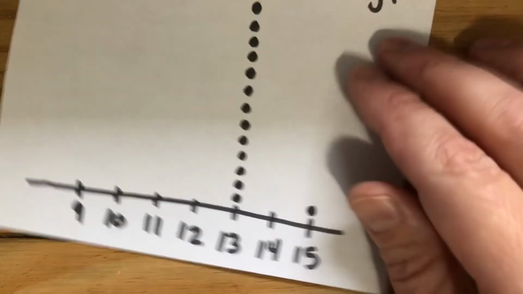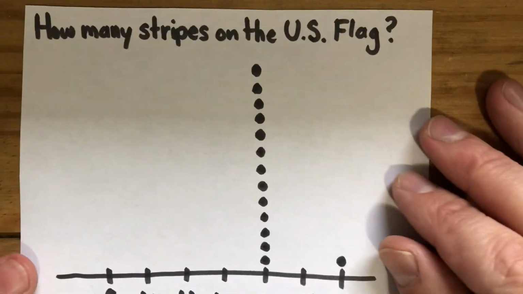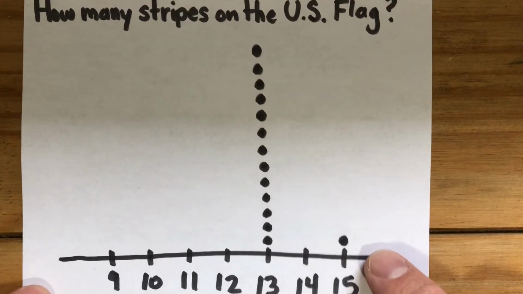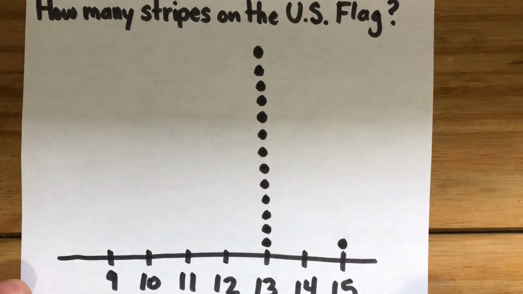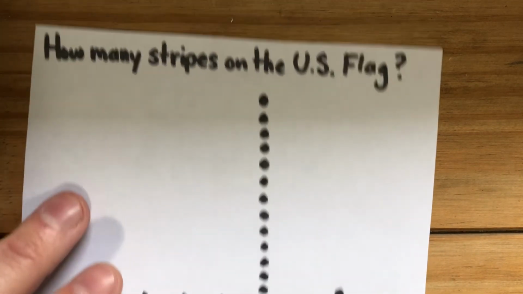So I've got an example of the data. This wouldn't be very interesting. You can see one person chose 15, and everybody else had the correct answer of 13. So statistically, this isn't really that interesting because we expected most people would know 13 was the correct answer, and then we would expect maybe one or two people wouldn't know the correct answer.